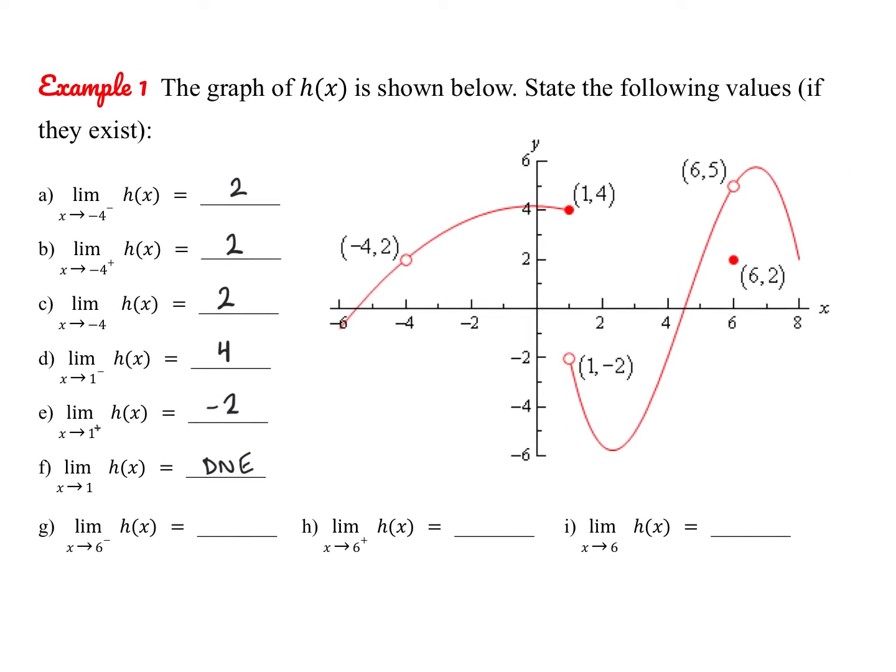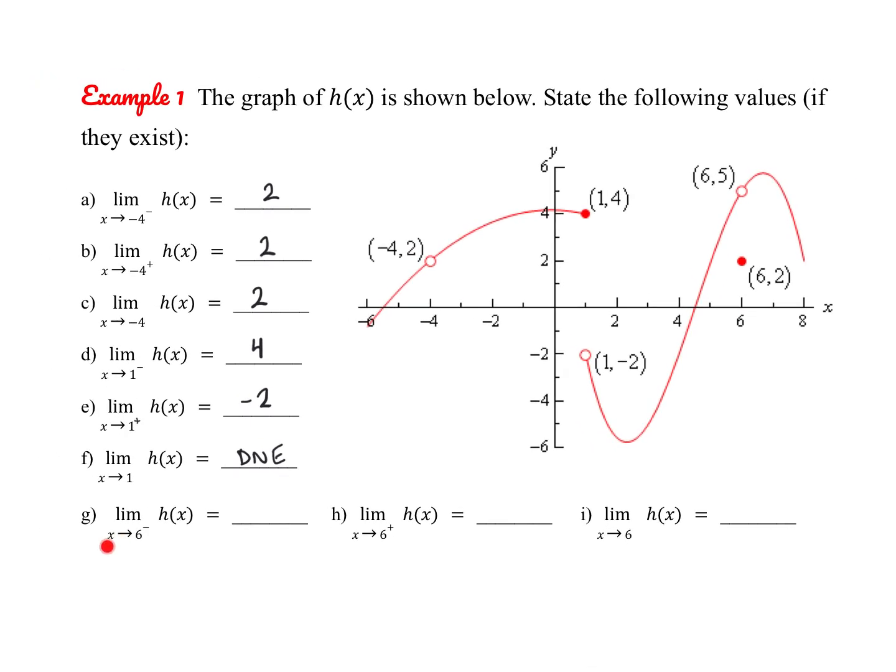All right, let's look at these last few. So the limit as x approaches 6 from the left. Again, I'm going to trace my graph. As I approach 6, my y value is approaching 5. And then I'm going to see what happens as I approach 6 from the right. Here's from the right, I'm going to start approaching 6. My graph is also approaching 5. So even though my graph doesn't exist at another point at 6, 2, as x approaches 6, my graph h of x is approaching 5. So that is the limit as x approaches 6.